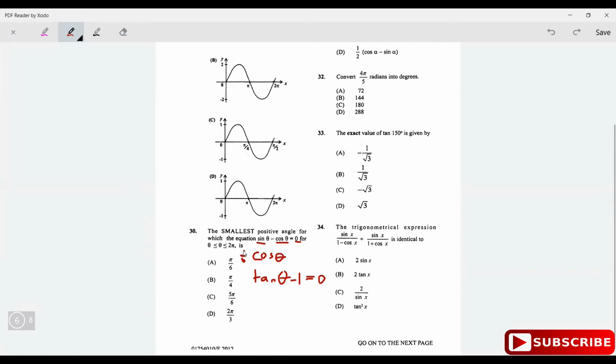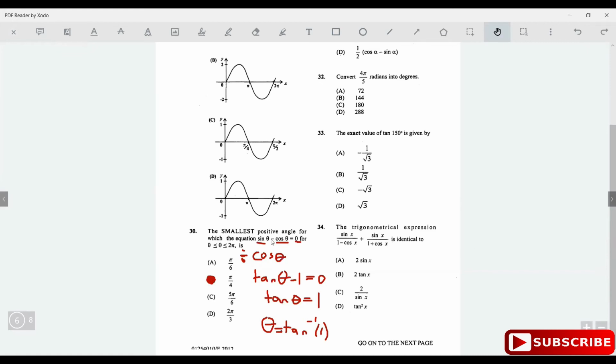And now I can bring over the 1, and so I get tan theta is equal to 1. Since tan theta is equal to 1, I can take tan inverse to find theta. And so theta is equal to tan inverse of 1, and tan inverse of 1 is pi by 4. And that's finished. So that's the smallest value of theta to satisfy this equation.